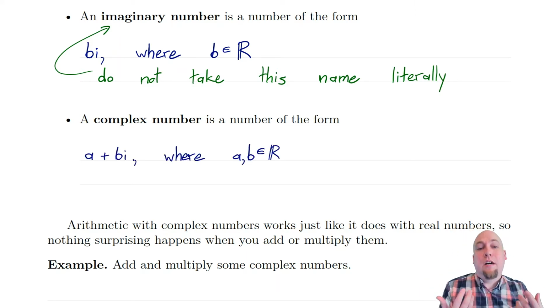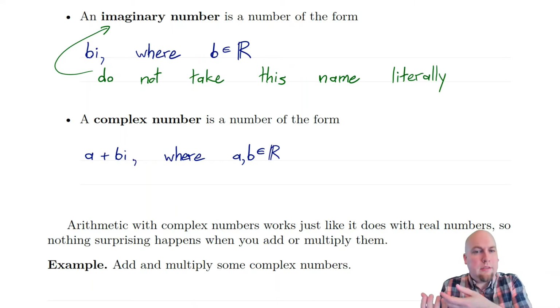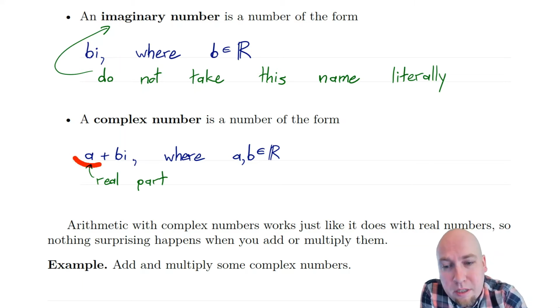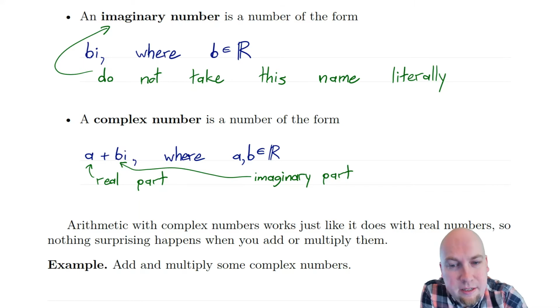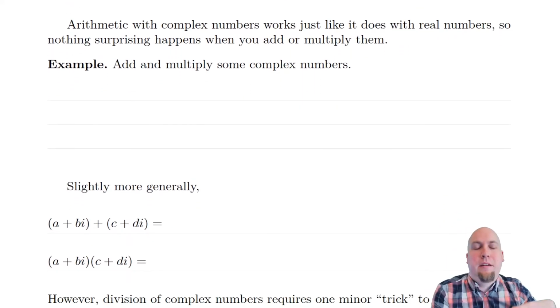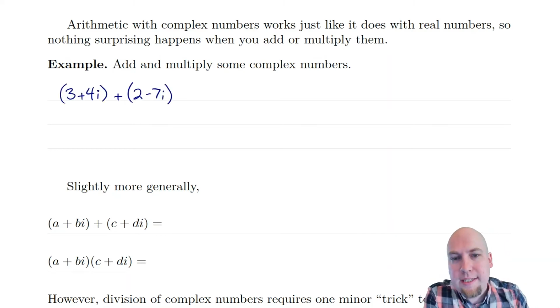And then we say that a complex number is a real linear combination of real numbers and imaginary numbers. So any number of this form, real number plus imaginary number, that's what we call a complex number. We call this part, a, the real part of the complex number, and we call this piece, b, the imaginary part of that complex number. And you can add and multiply complex numbers just like you're used to adding and multiplying real numbers. Basically, nothing changes. So let's do a couple quick examples to get comfortable with it.